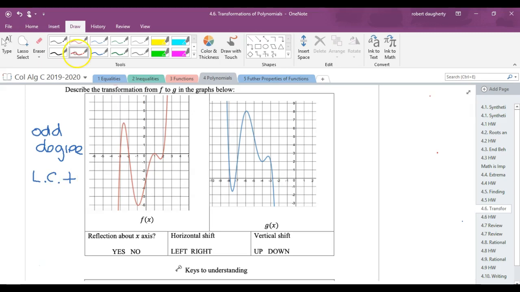What about this guy? This is still going to be an odd function. So it has an odd degree. What about the leading coefficient on this guy? It's going to be negative. Yeah, because odd degree with a positive is going to look like this. Odd degree negative is going to look like this. So this has to have a negative coefficient. So has this function been reflected about the x-axis? Yeah, it's been flipped. So I know that has happened.